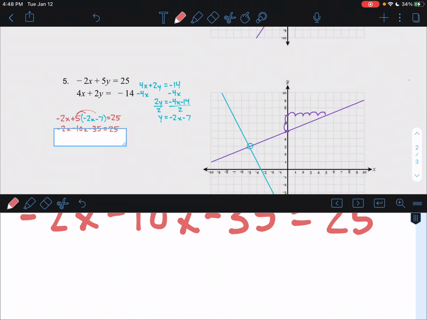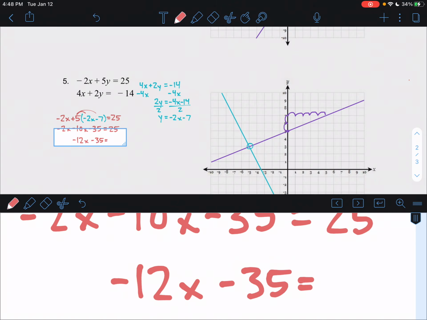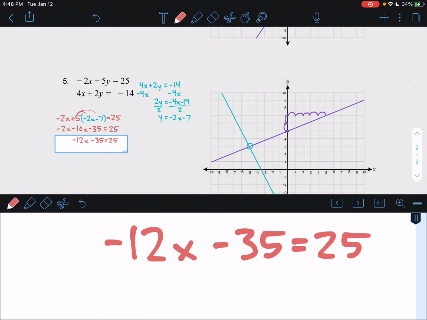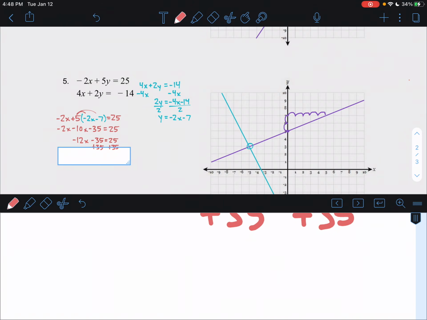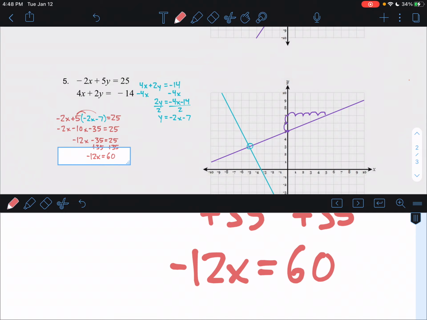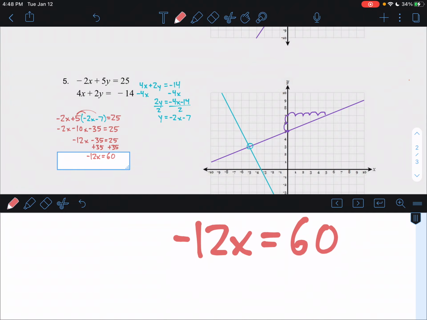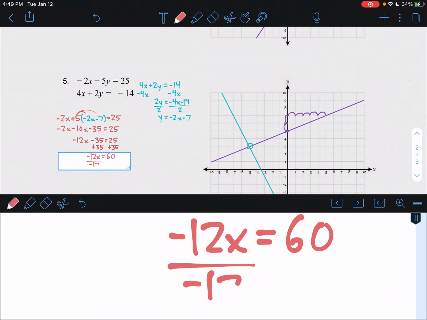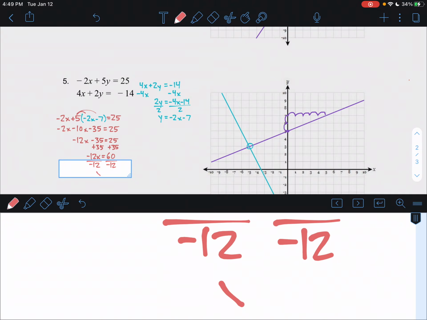I'm going to combine like terms, so I have that -2x minus that 10x is -12x minus 35 equals 25. Add 35 to both sides. And I get -12x equals 60. Dividing both sides by -12 is going to give me x equals -5.